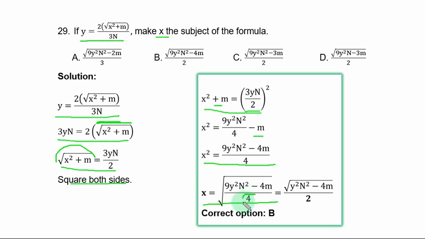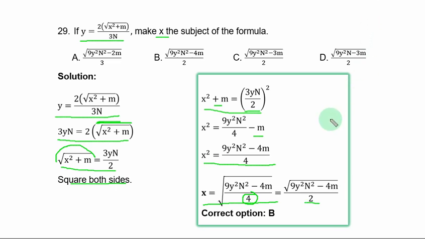4 is a perfect square. You can take the square root. So the square root now affects only the numerator over 2. The numerator is an expression, so you cannot take the square root directly. So by this, B is the correct option.